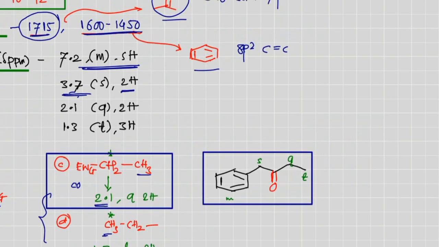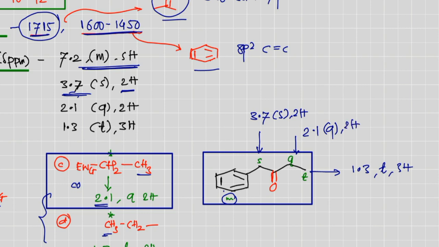C6H5, CH2, CO, CH2, CH3. Now this singlet is attached simultaneously to benzene and the carbonyl. That's why the value is expected at 3.7, and it is a singlet due to 2 hydrogen. So this will be a multiplet, and this will be a triplet. The triplet is at 1.3, due to 3 hydrogen. And what about this quartet? It is at 2.1, a quartet due to 2 hydrogen. So 5 hydrogen, 2 hydrogen, 2 hydrogen, 3 hydrogen. So the molecular formula is satisfied.